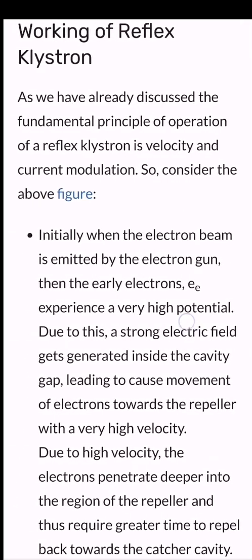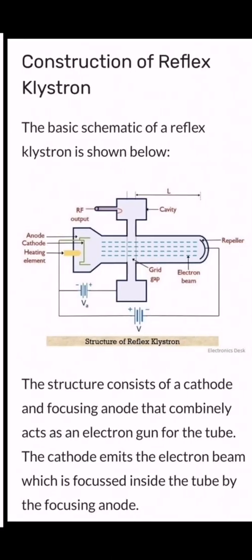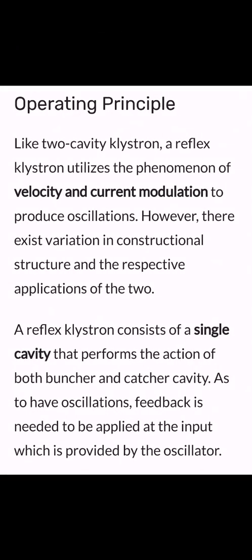Before discussing the working of reflex klystron, let's discuss the operating principle of reflex klystron. Like a two-cavity klystron, a reflex klystron utilizes the phenomena of velocity and current modulation, which we have just discussed, to produce oscillations. However, there exists variation in constructional structure and the respective application of the two. A reflex klystron consists of a single cavity that performs the action of both buncher cavity and catcher cavity.